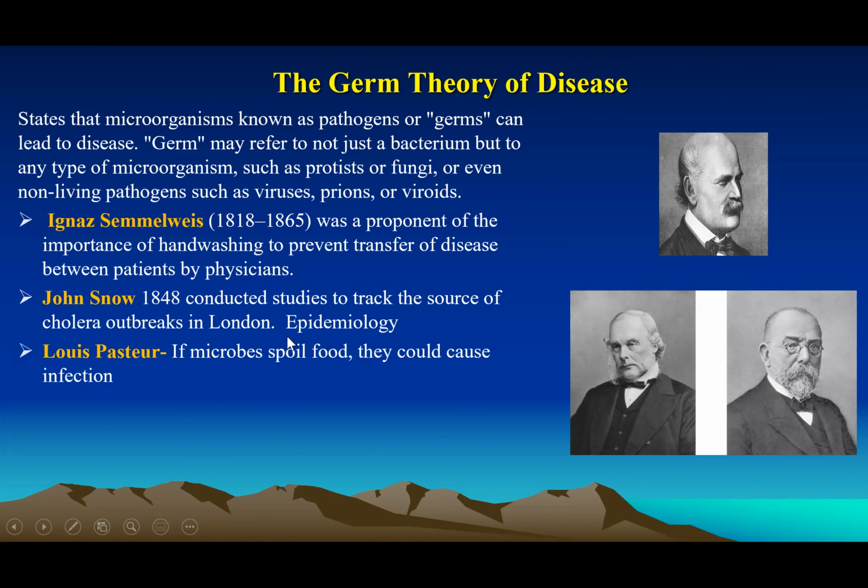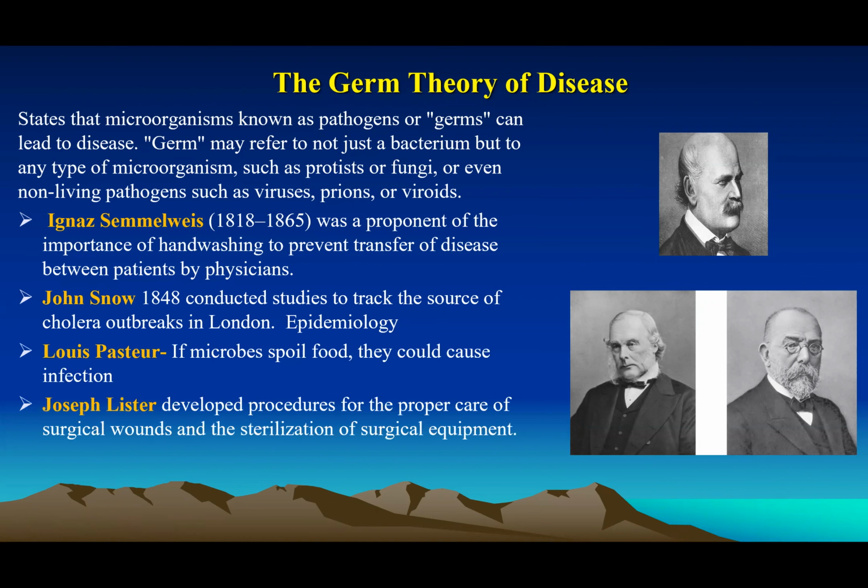Louis Pasteur studied spoilage of food by microbes and also infections. Joseph Lister, Listerine is named after him. He developed procedures for proper care of surgical wounds and sterilization of surgical equipment. He used a phenolic compound to sterilize the equipment, and he found that it caused less disease. But the most driving evidence came from Robert Koch's protocol to determine the cause of disease.